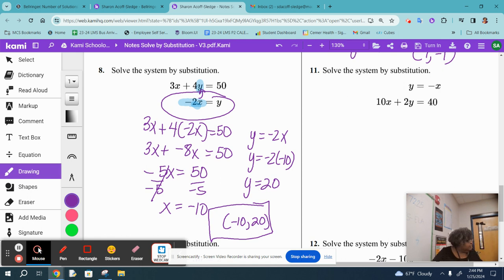Miss Lynn, where'd you get the 5 from? 3x minus 8x is negative 5x. Oh, that's a good question. One of my 6th graders said, "Why do you say every question is a good question?" Because every question you ask, one or more of your classmates had the same question. And so it gives us an opportunity to get clarity, because I might say something wrong.